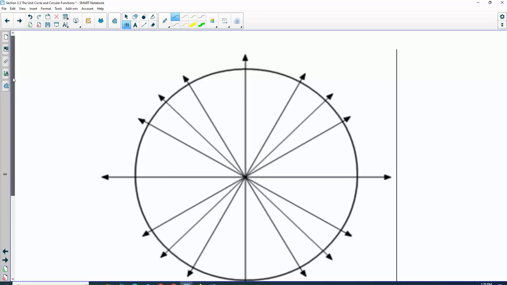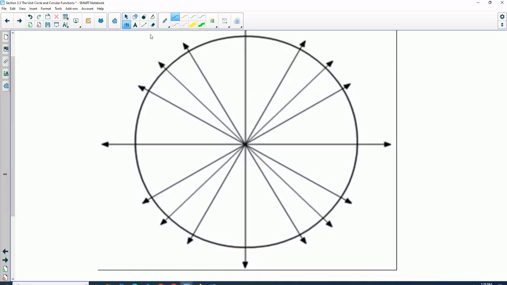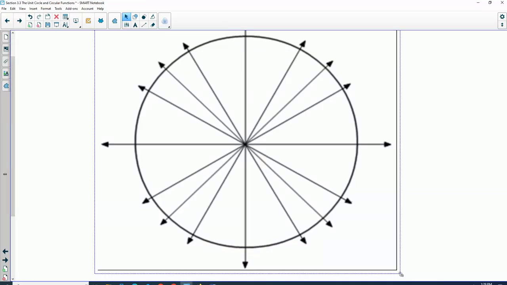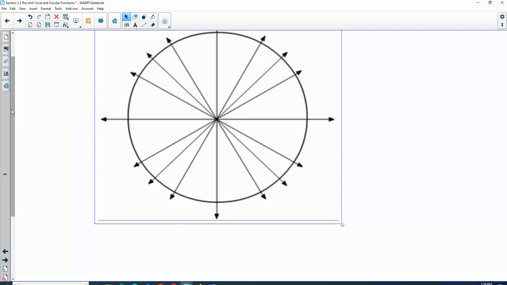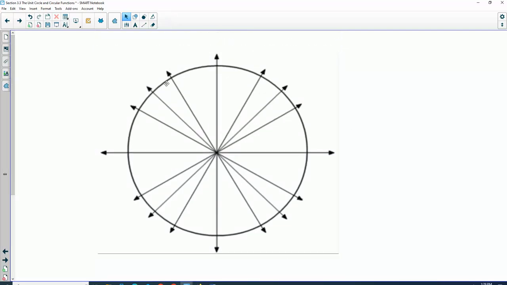So this is a nice big copy that I've given you. We'll probably at some point start taking a few little quizzes where I just give you the small one and ask you to put everything on it. But this is your nice big one. If you want multiple colors, you can do that. We're going to start with all of our degrees, like we've done previously.